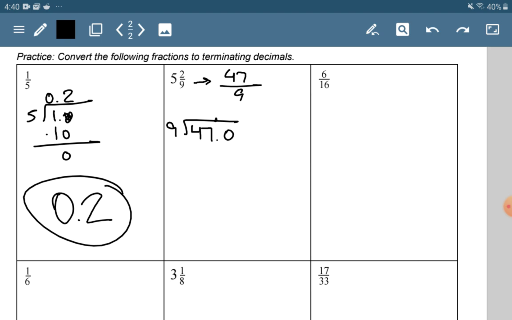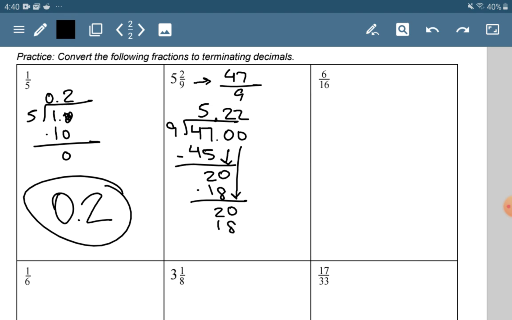All right, 9 cannot go into 4, but it can go into 47 5 times. When I subtract, I get 2 left over. Bring down your next digit. 9 can go into 20 2 times, with 2 left over. Add a 0 to bring down so you can continue. 9 can go into 20 2 times, with 2 left over. And if you added another 0 to bring down, you would notice a pattern.